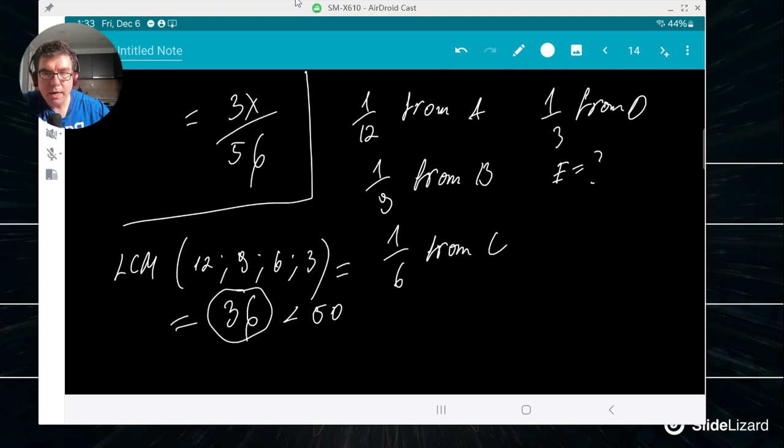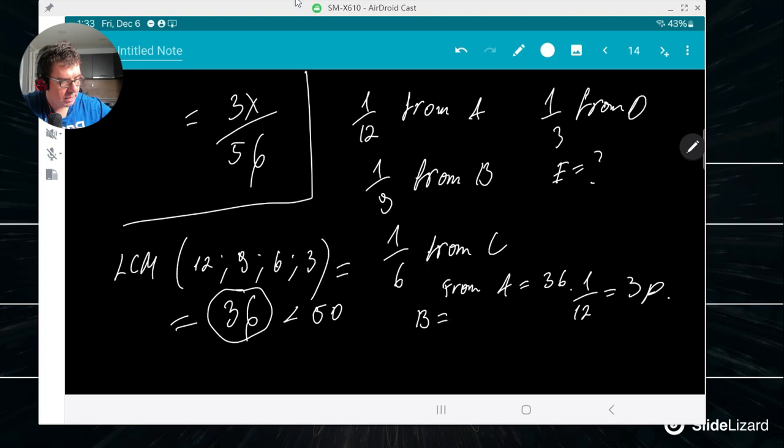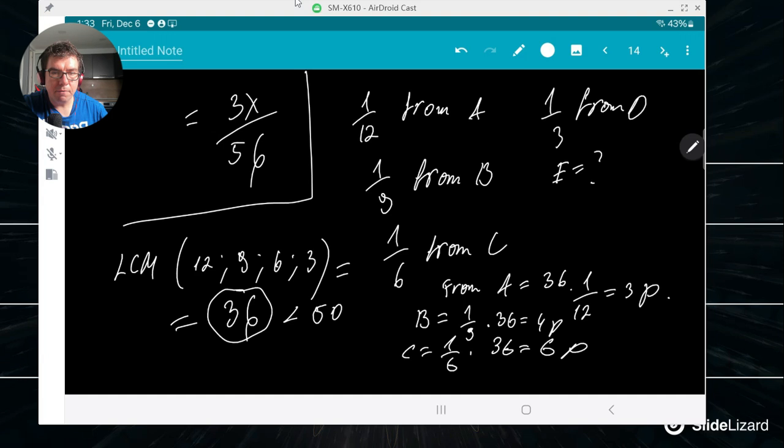So let's figure out how many are from each school. From A, we get 36 times 1/12, which is 3 participants. From B, we get 1/9 times 36, which is 4 participants. Oh, 4 participants here. From C, we get 1/6 times 36, which is 6 participants. And finally, from D, we get 1/3 times 36, which is 12 participants.